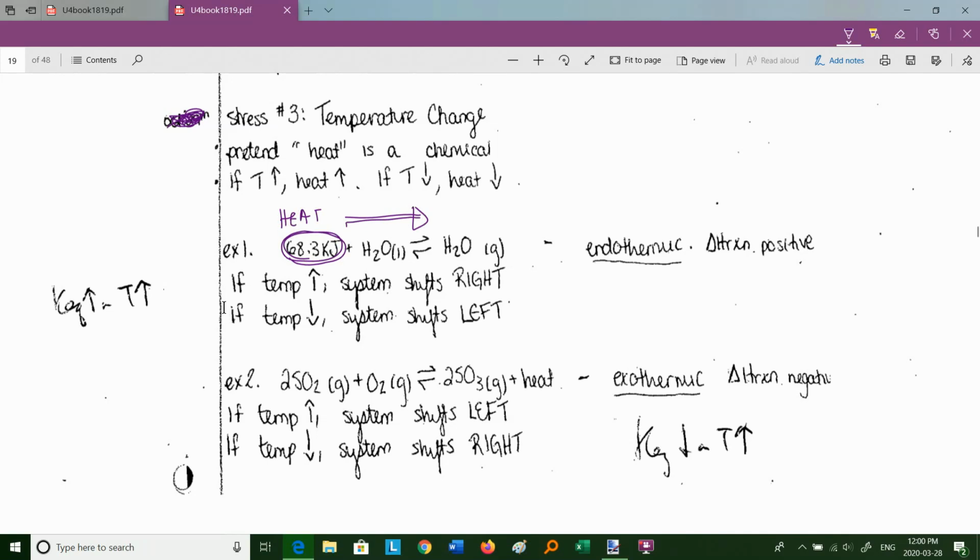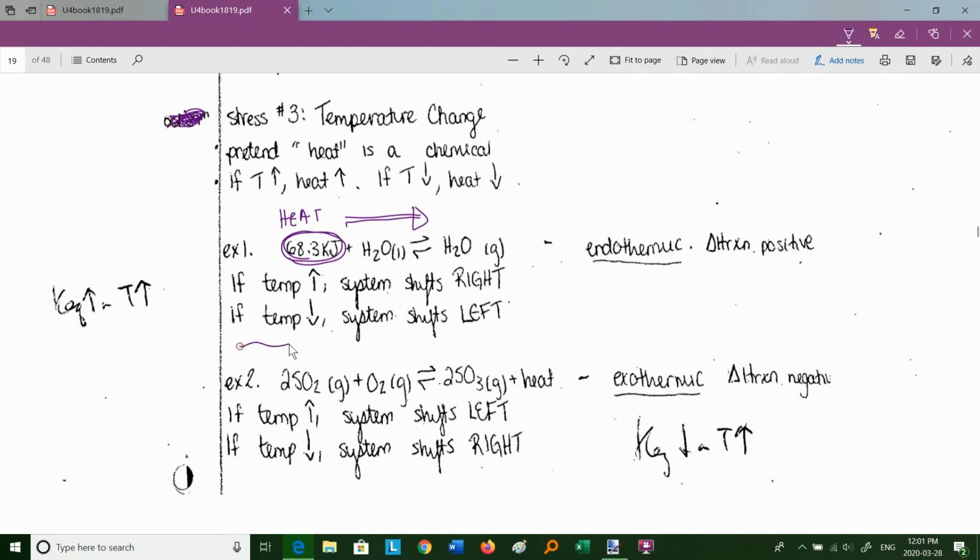Your KEQ is really just the pressure of H2O gas or the concentration of H2O gas. So it also makes sense, if you have a closed flask and you increase the temperature, you're going to have a composition richer in the vapor phase than in the liquid phase. So for endothermic cases, if temperature goes up, the system shifts to the right. If temperature goes down, well, then you're sucking out some of that heat, so the system's going to shift to the left, and we'll get less H2O gas. Your KEQ will get smaller.